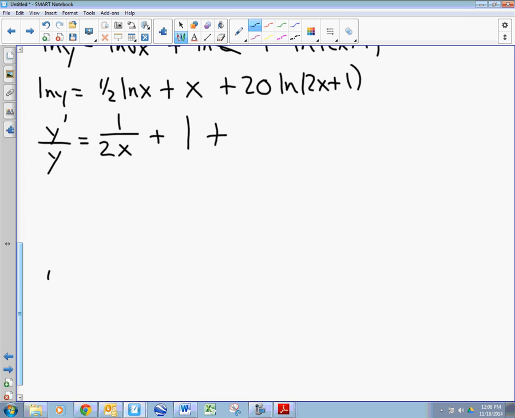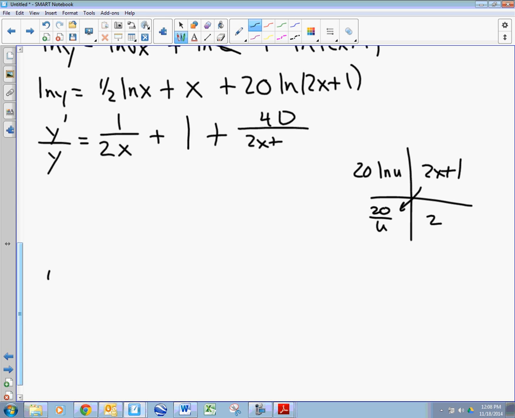Plus, now this does require the use of the chain rule, so I'll quick set that up. 20 natural log of u. I have 2x plus 1. Derivative of 20 natural log of u: 20 over u, times the derivative of 2x plus 1. Multiply together, I get 40 over u, or 40 over 2x plus 1. Now, we're basically done. We just have to take care of this y in the denominator. So I'll multiply both sides by y.